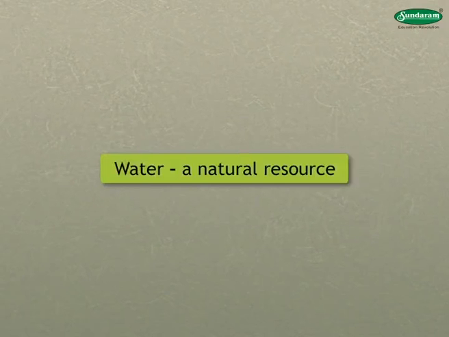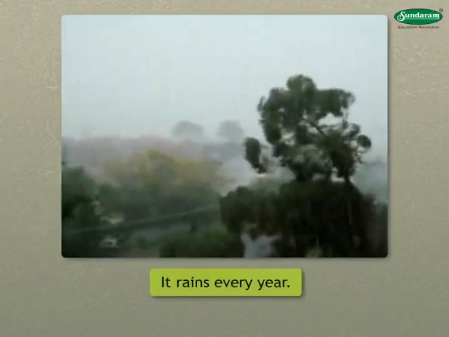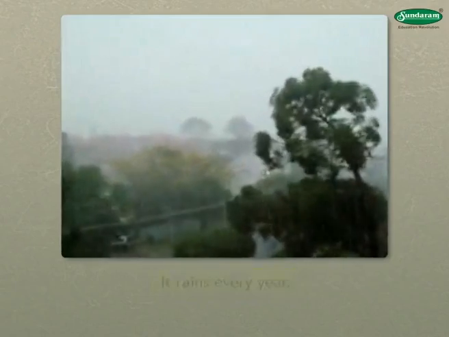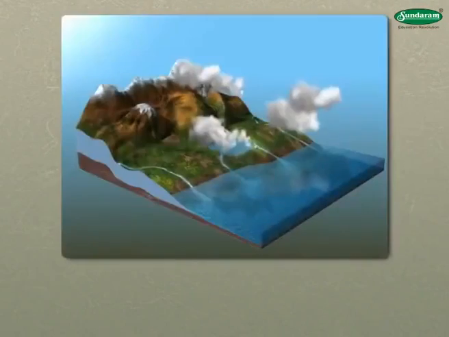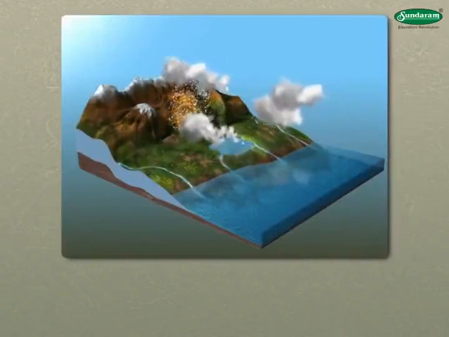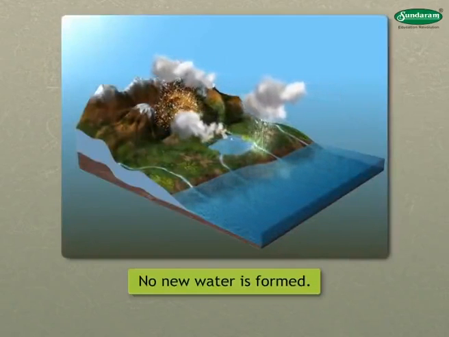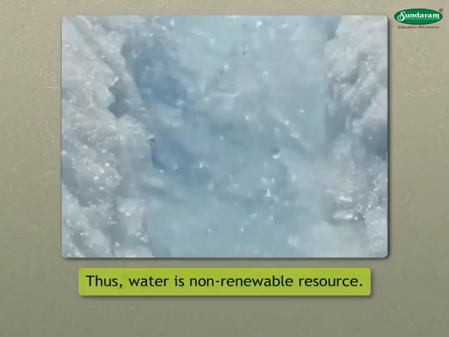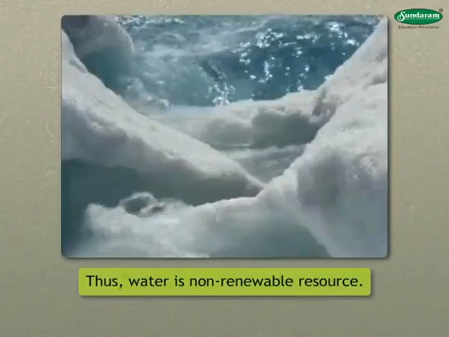Water, a natural resource. Every year, we see plenty of rain falling on the earth. Still, we call water a non-renewable resource. Why? Earth gets the water from rain which has vaporized from the earth itself. Thus, no new water is formed. The water from the melted ice goes into the seas and vaporizes.